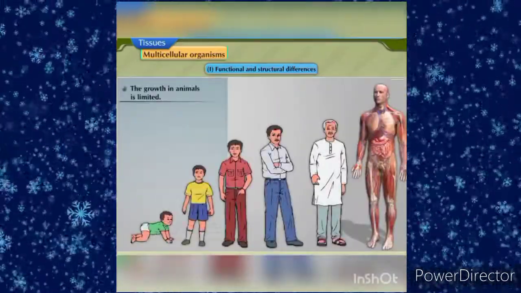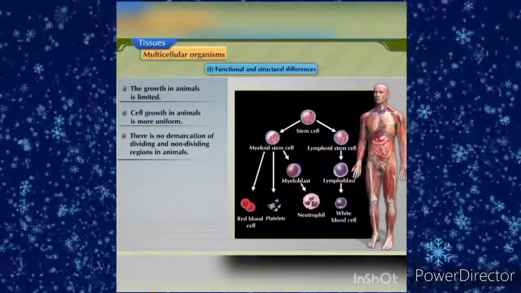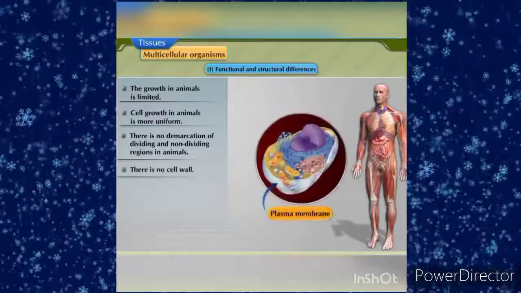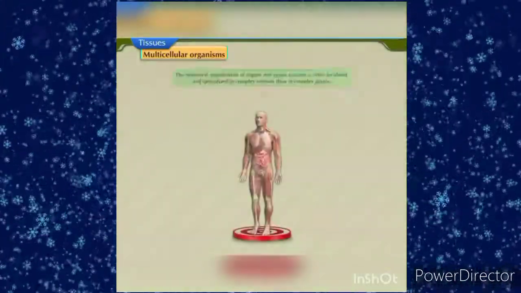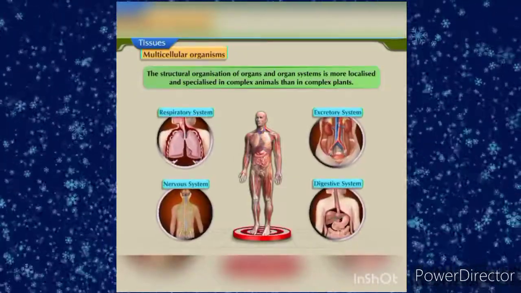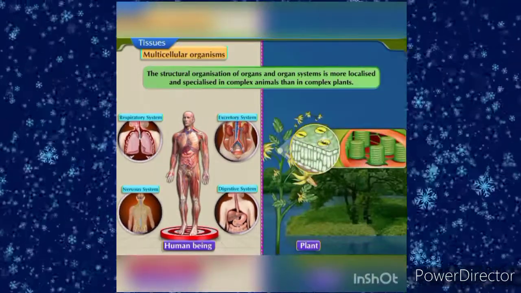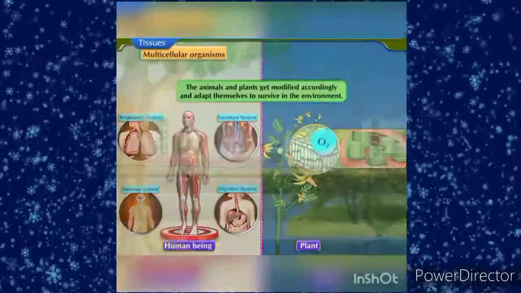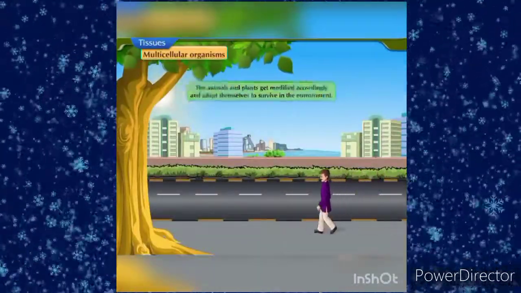The growth in animals is limited. Cell growth in animals is more uniform. There is no demarcation of dividing and non-dividing regions in animals. There is no cell wall. The structural organization of organs and organ systems is more localized and specialized in complex animals than in complex plants. Due to this difference, the animals and plants get modified accordingly and adapt themselves to survive in the environment.